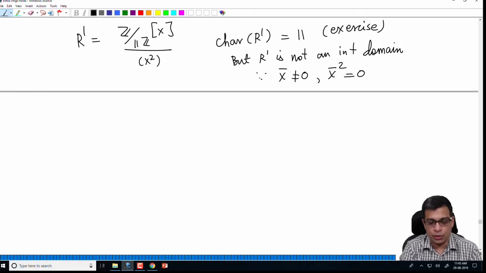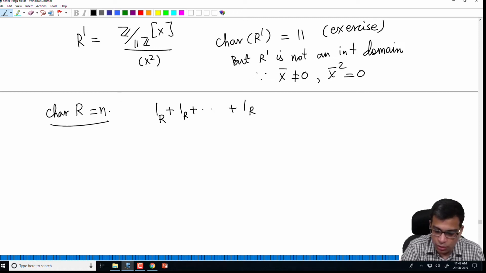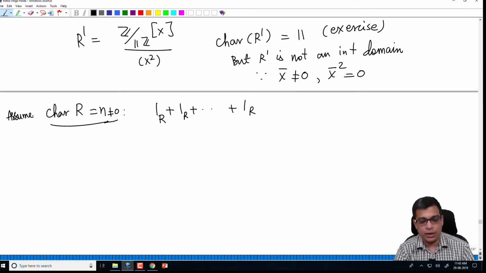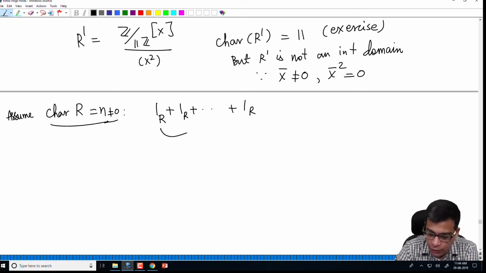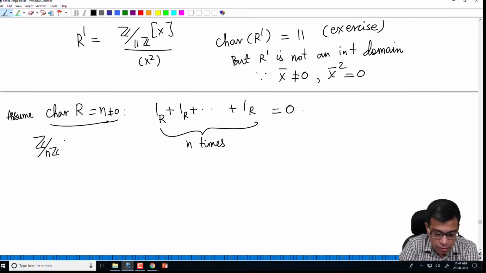Okay, so before I continue to the next problem, let me make a remark. If the characteristic of R is n, so suppose n is not 0, assume that the characteristic of R is an integer n not 0, then if you add 1_R to itself n times, you get 0, right? Because under this assumption, Z mod nZ sits inside R as a subring.